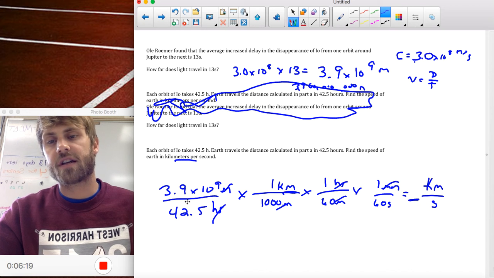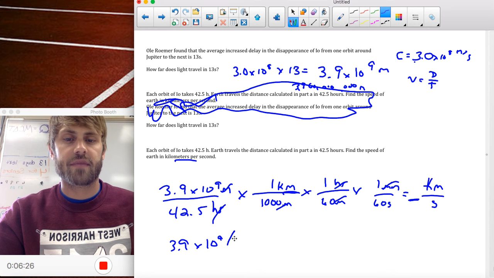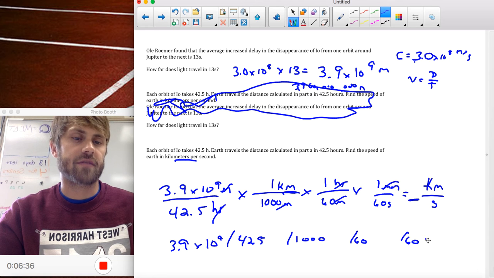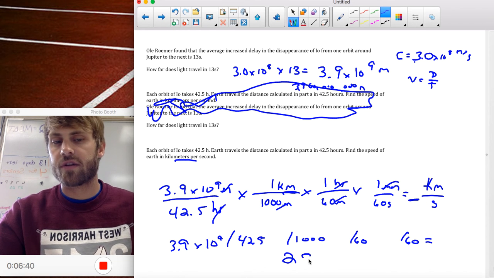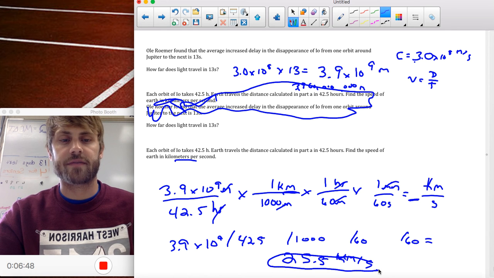So into my calculator, I type 3.9 times 10 to the 9th divided by 42.5. Then I would take that answer and divide by 1,000. Then I take that answer, divide by 60, take that answer, divide by 60, and I would get 25.5 kilometers per second, which is how fast Earth is traveling.